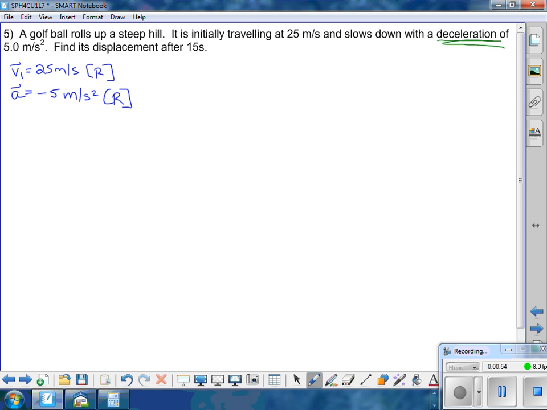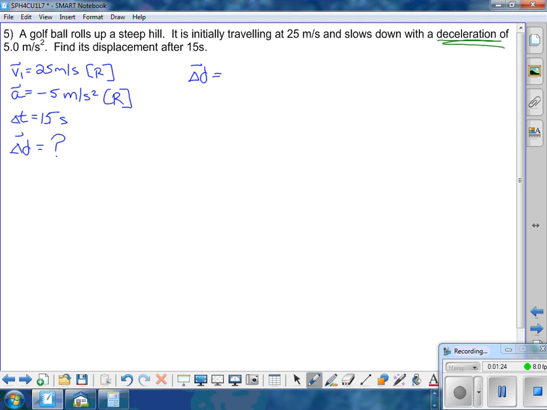We want to find the displacement after 15 seconds. So time is 15 seconds, and we want to find displacement. So again, you need to go back and figure out which formula it is, but some of you will see right away that it's the same one we just used in the previous question.